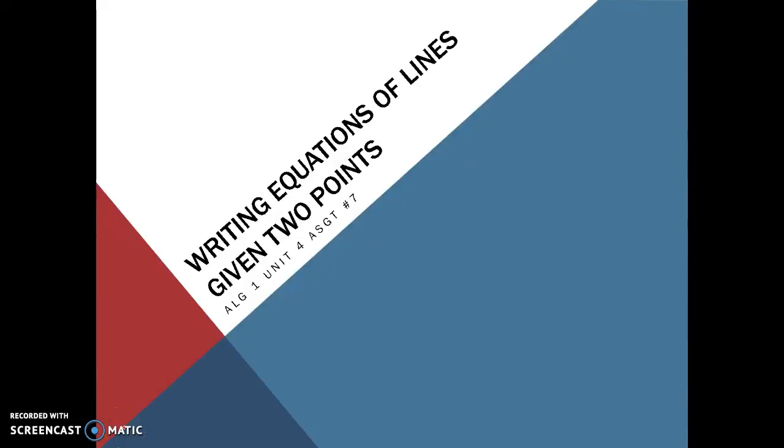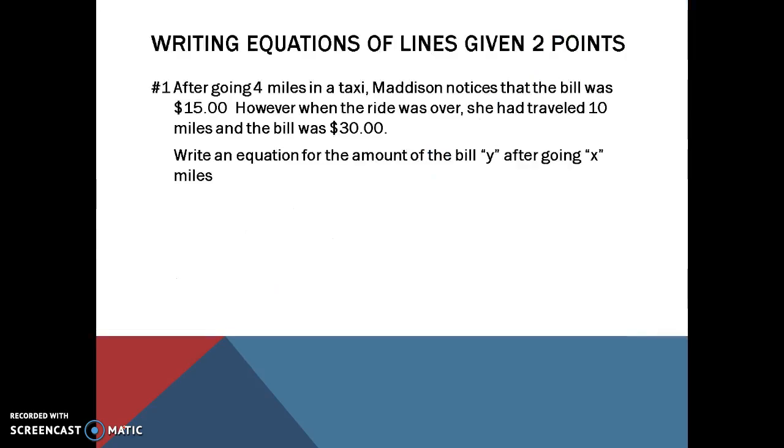So today we're going to be writing equations of lines given 2 points. Yesterday we wrote equations of lines, but we were given a slope and a point. And so today it's going to look something a little bit different, but very similar. Let's go through this first example together.